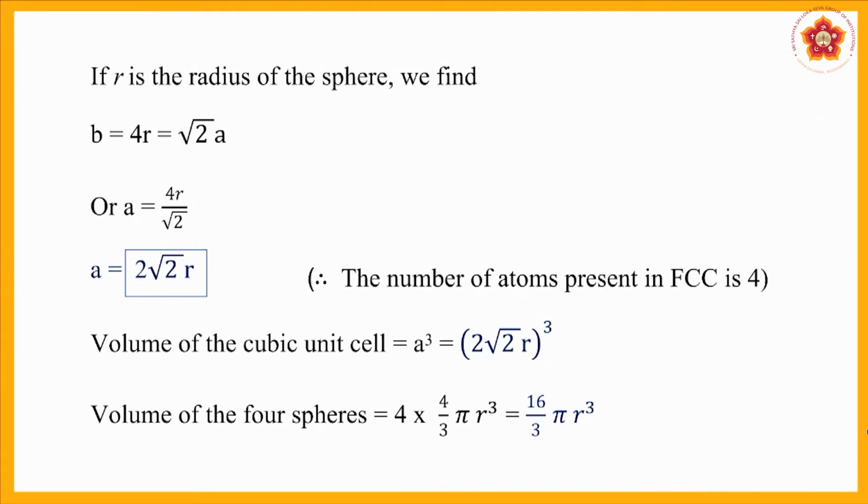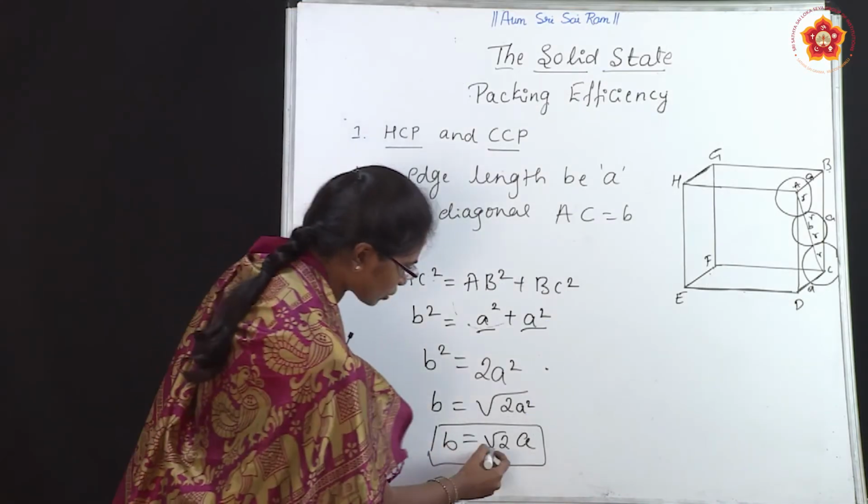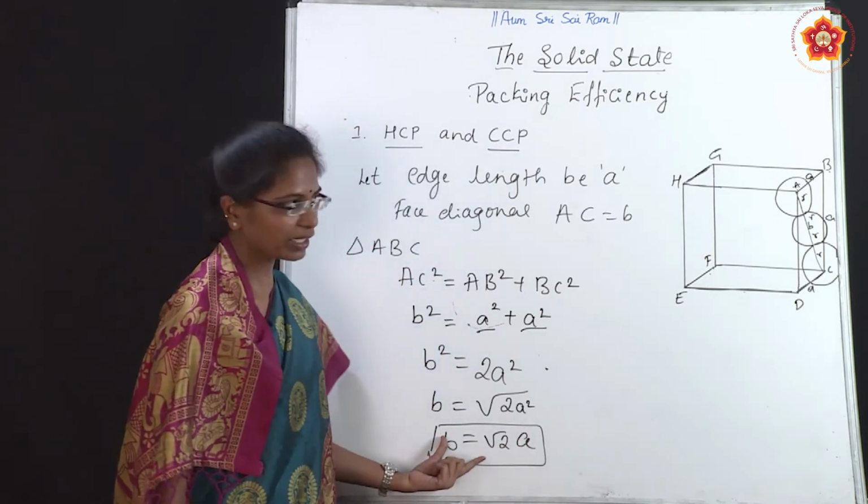Okay, 4 into 4 by 3 pi r cube, we will get 16 by 3 pi r cube. Okay, so here we will see what is the B value. We already got the value B is equal to root 2a here.